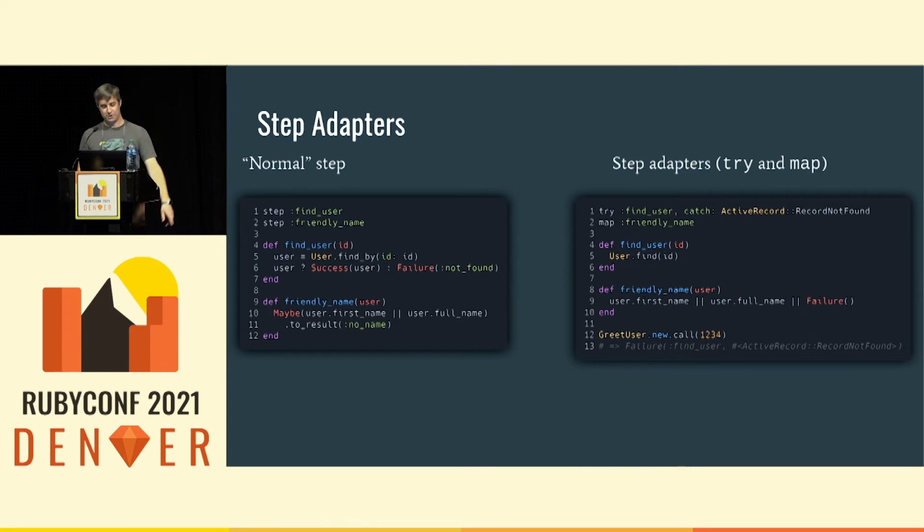Another thing to note is that when using the implicit failures from the step adapters, the value inside the failure is no longer supplied explicitly, but is now inferred implicitly from the name of the step that failed. So whereas before find user failed with a not found, now it's going to fail with a failure find user.